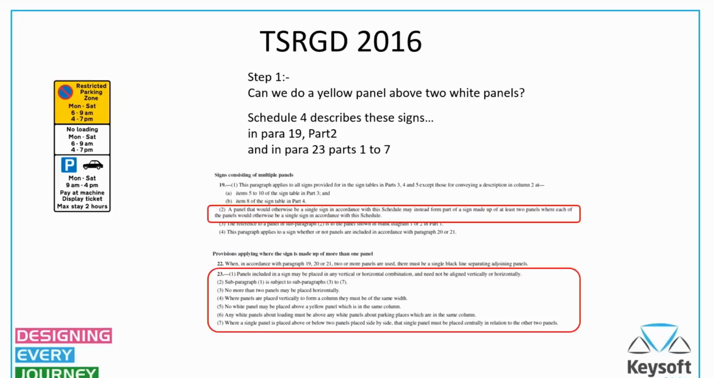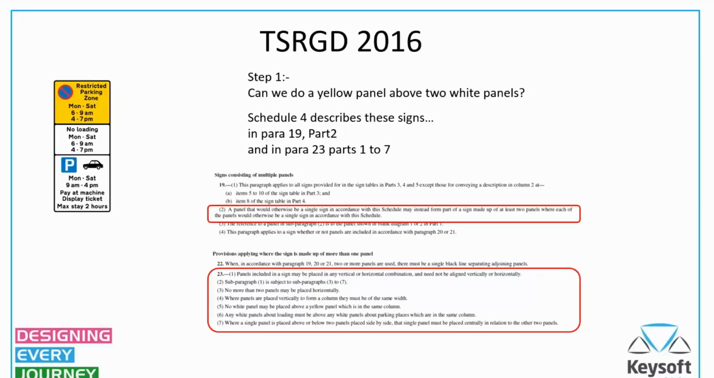One of the things I drew out of the schedule here, which you see the reference, although the text is a little bit small, Schedule 4, worth writing that down if you've got a copy or for when you have a copy. What I drew out of that last week was that there was a stipulation that you can't put a white above a yellow.